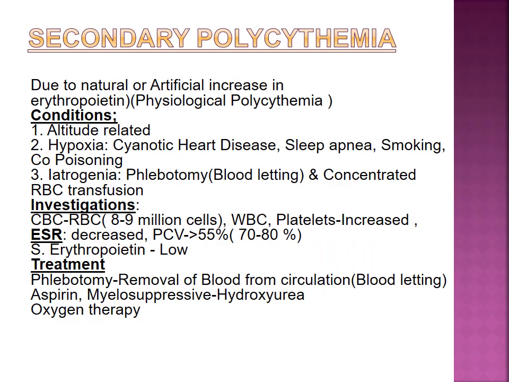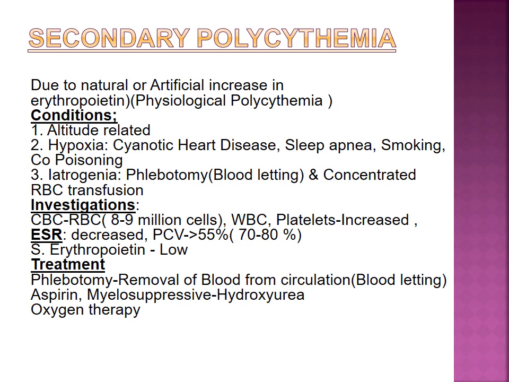Secondary polycythemia is due to a natural or artificial increase in erythropoietin, also called physiological polycythemia. Conditions are altitude related, hypoxia, cyanotic heart disease, sleep apnea, smoking, carbon monoxide poisoning. Iatrogenic causes can be phlebotomy, bloodletting and concentrated blood RBC transfusion.